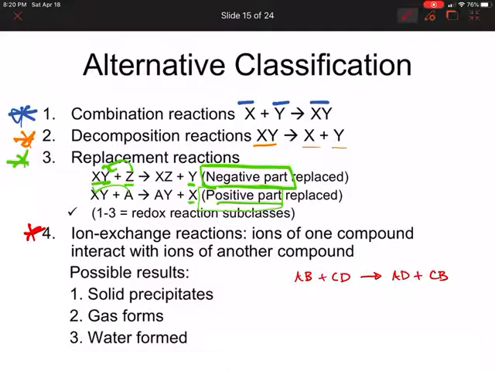Now, why did I do AD instead of AC? So this is the metal. Right here's the metal. This is the non-metal. They're going to replace. So this is a metal.